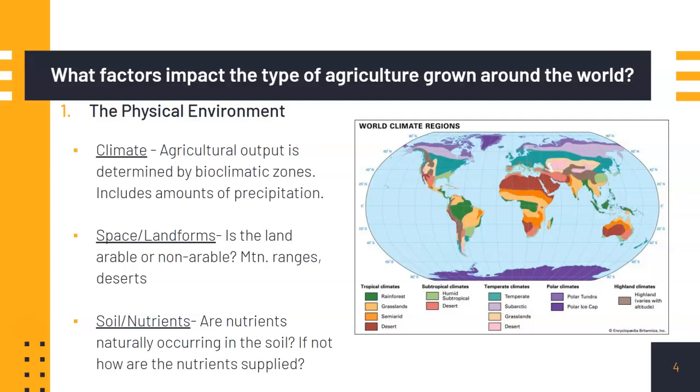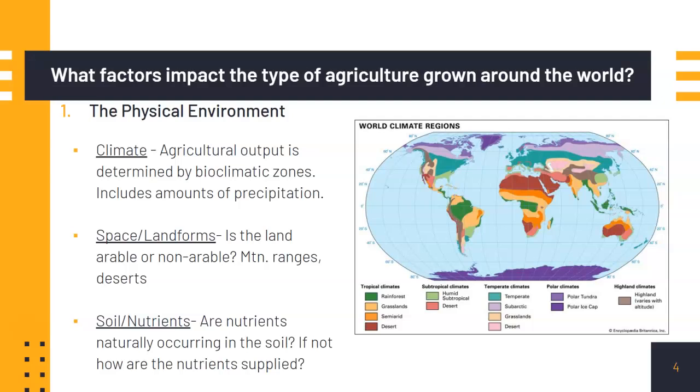In contrast, areas with rugged terrain, like mountain ranges, are less conducive to large-scale farming, but might support practices like terraced agriculture, where farmers cut steps into slopes to create flat planting surfaces. Similarly, deserts pose challenges due to a lack of water, although innovations like irrigation systems have allowed farming to occur in places like the American Southwest and parts of the Middle East.